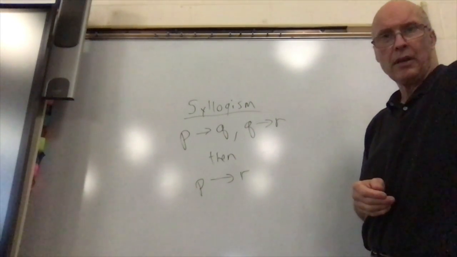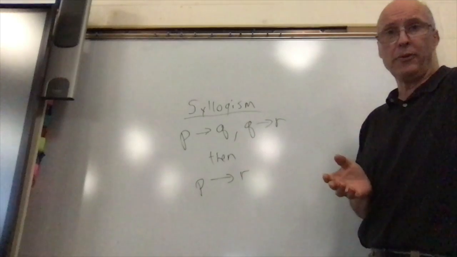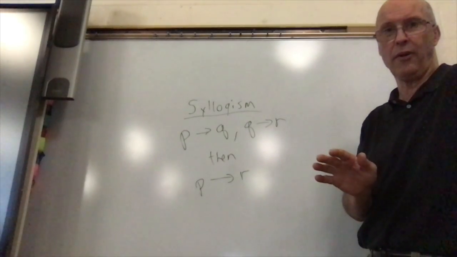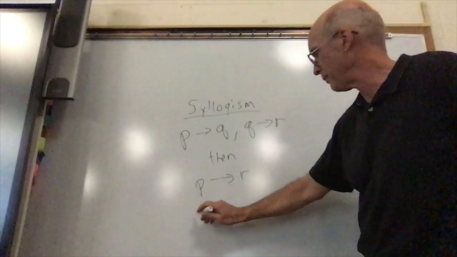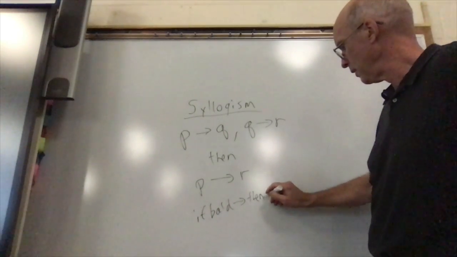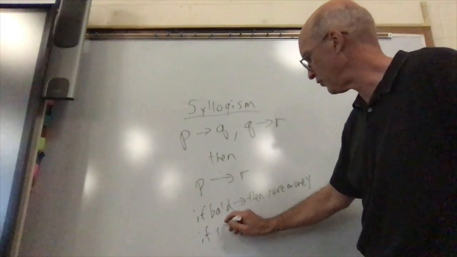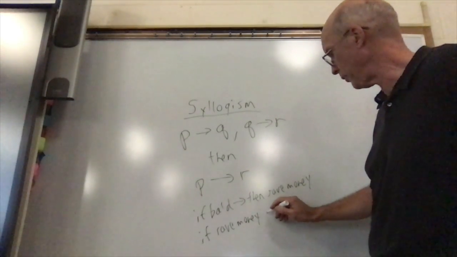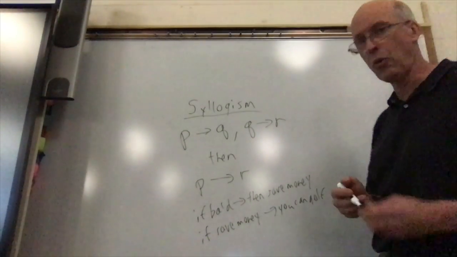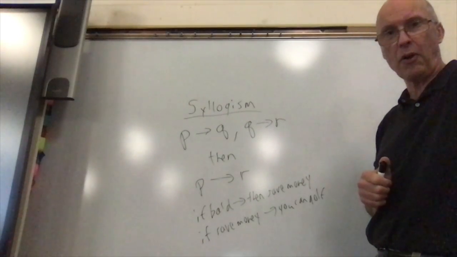I'll give you a quick example. If you were bald, then you save money on shampoo. Don't ask me how I know that. And if you save money on shampoo, then you can use that extra money for something like golf. Again, don't ask me how I know. But if that's true, so if you're bald, then you save money on shampoo. And if you save money on shampoo, then you can use that money to play more golf. So therefore, if you're bald, you can use that money to play golf more.